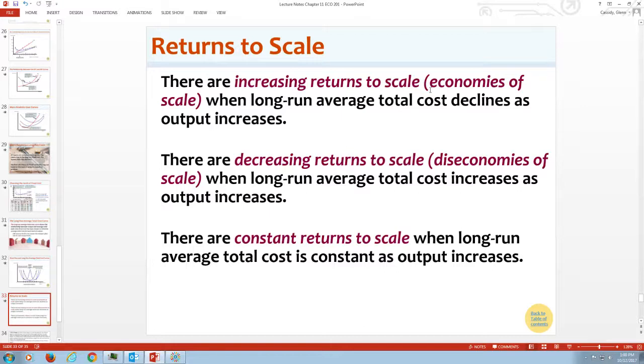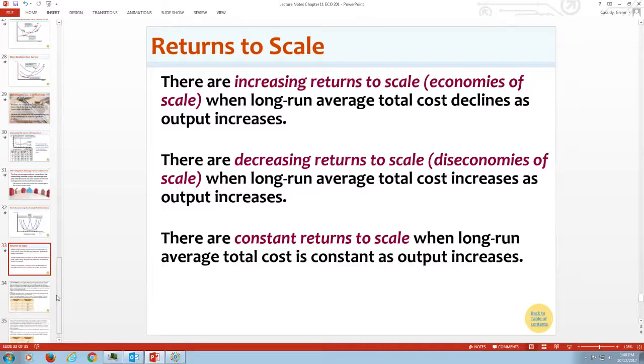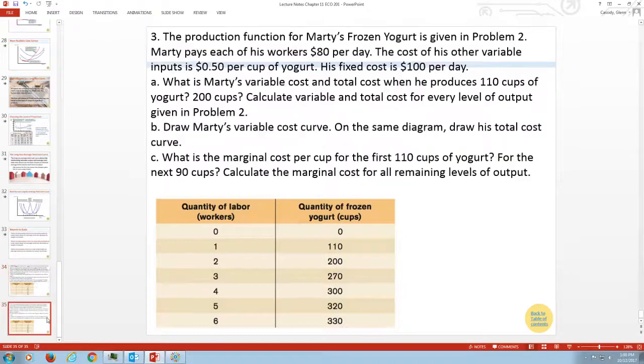That's what I just went over. So we also call increasing returns to scale economies of scale, because it says as your scale gets larger, it's more economical. Decreasing returns to scale we call diseconomies. As your scale gets larger, it's less economical. And then constant returns is when long run average total cost stays constant as output increases. And we'll work these examples in class, and this should help to give you some insight into what's going on.